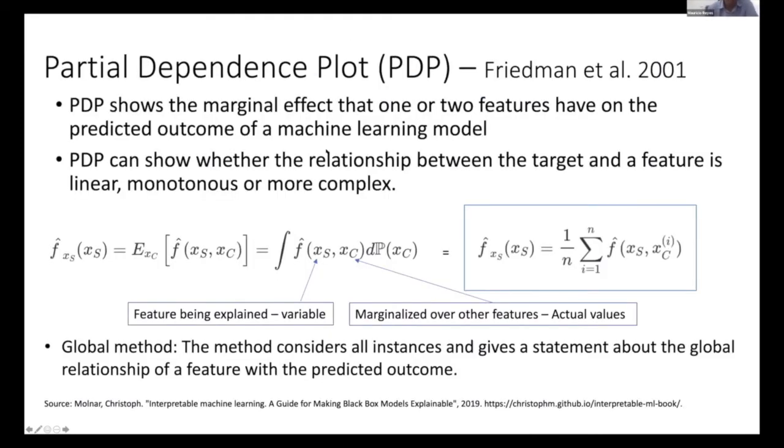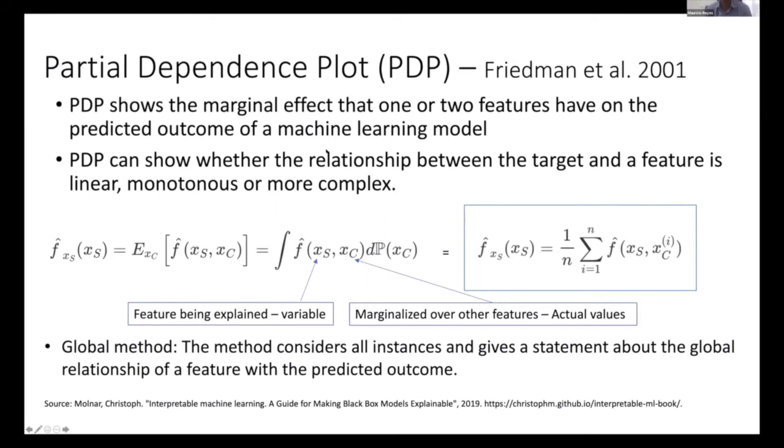One is called partial dependency plots. You can see it's from Friedman in 2001. So short PDP, basically they show the marginal effect that one or two features, so more than two features, this approach is not the best, have on the predicted outcome of a machine learning model. PDP can show whether a relationship between target and a feature is linear, monotonous, or more complex. So first of all, it's a plot. I'm going to show you an example in the next slide, how this plot looks like.